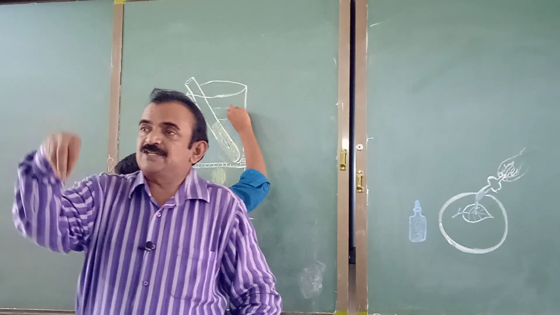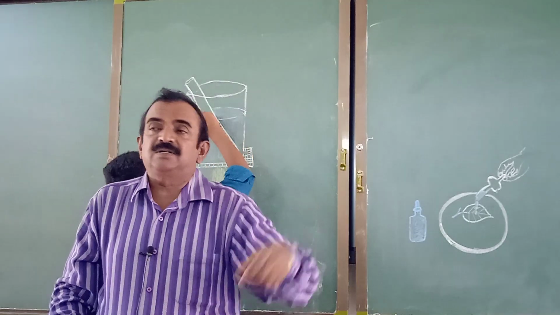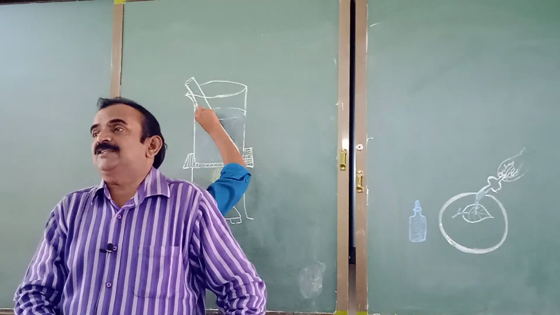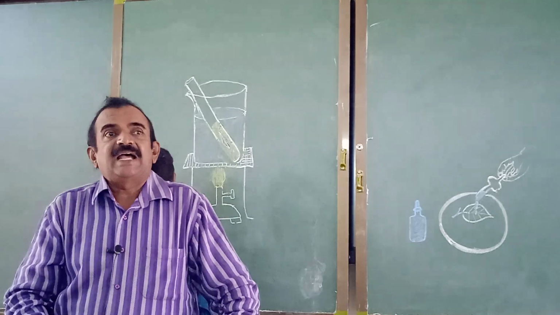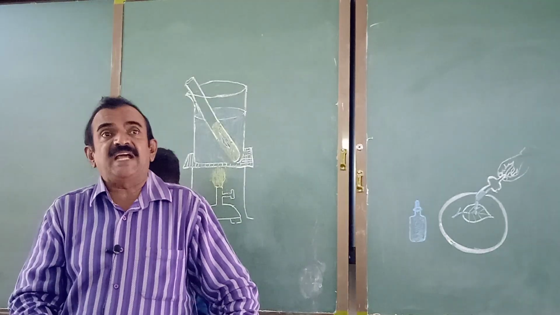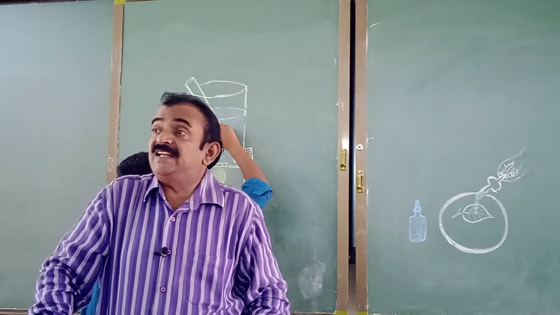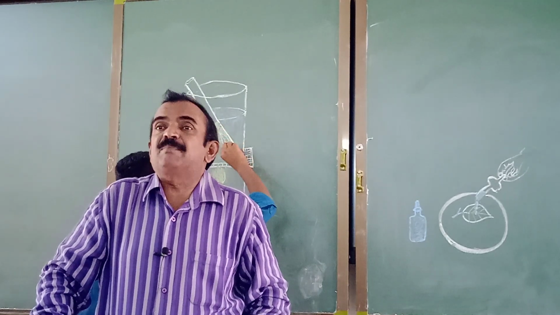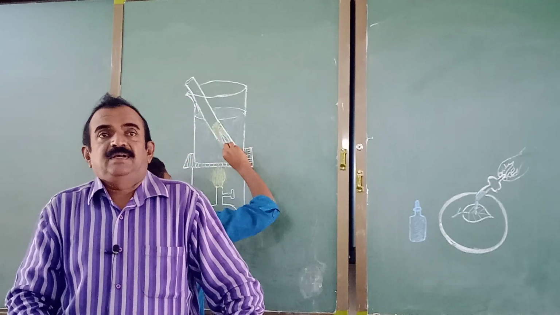And we are keeping the test tube in a glass beaker, which is three-quarters full of water. It is placed on an asbestos sheet on a tripod stand. And below the tripod stand and asbestos sheet, there is a Bunsen burner.